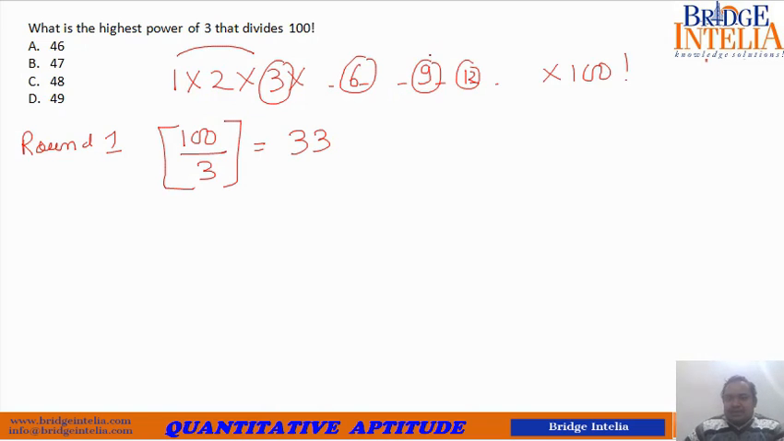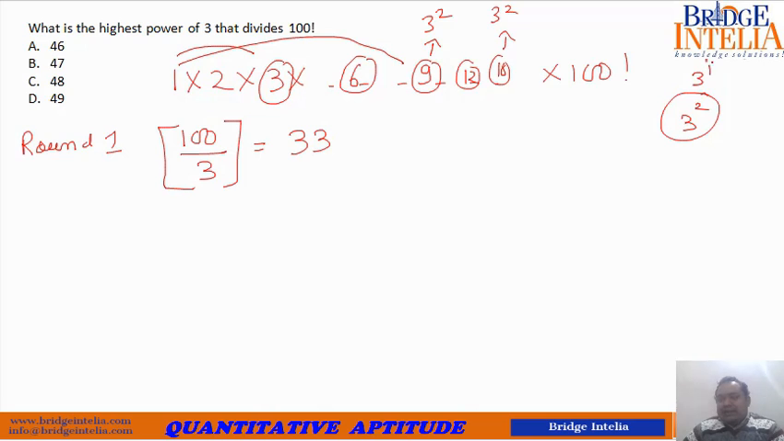Now look at the mistake. 9 is 3 square. 18 also contains 2 powers. 27 also contains 2 powers. So now basically I have to go searching for multiples of 3 square. In round 1, I simply picked multiples of 3 to the power 1. Now I am going in search of multiples of 3 square. That means every ninth number.